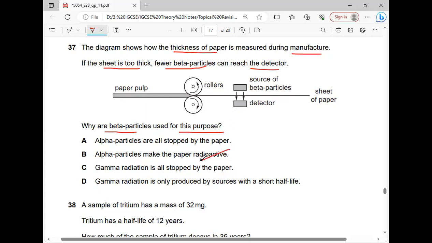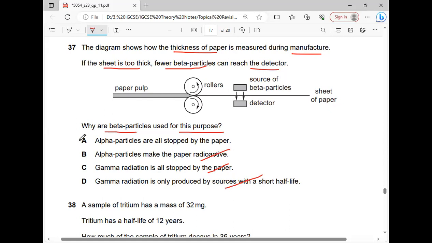No. Gamma radiation is all stopped by the paper. No, gamma radiation can easily penetrate. Gamma radiation is only used by a source with a short half-life. It's the wrong option. Other elements are also there. So which option is correct?